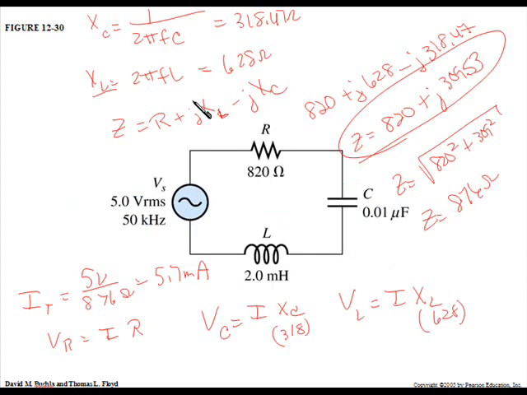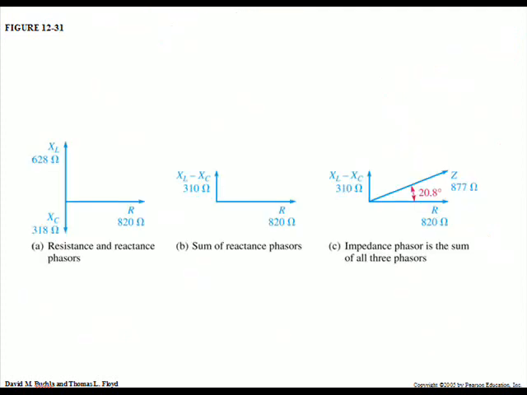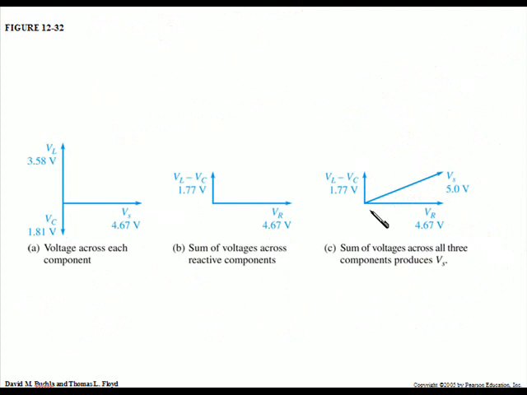So our angle is inverse tangent of 309 over 820. So I got 309 divided by 820, second function inverse tangent is 20.6 degrees. And that's what it showed on the next slide. Alright, here is calculating the voltages. If you take those current numbers and multiply them through, that's what you'll come out with.